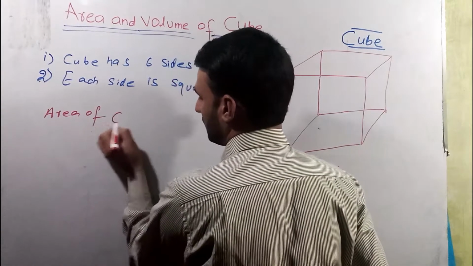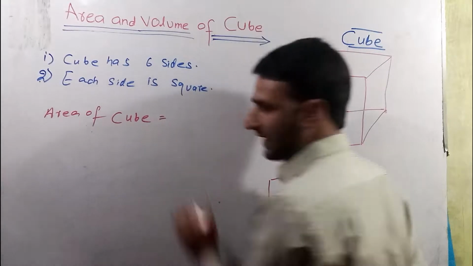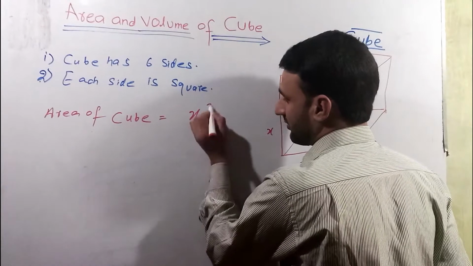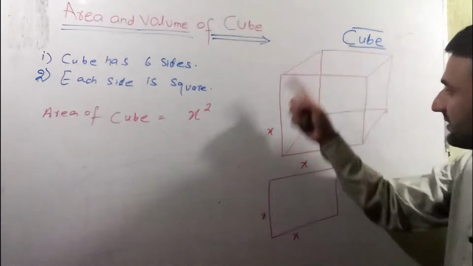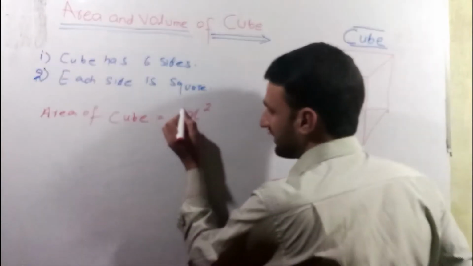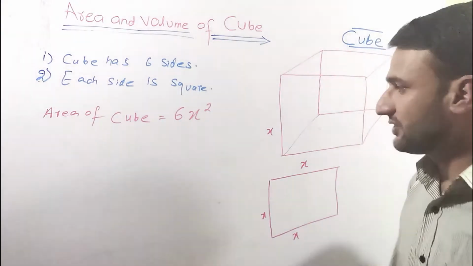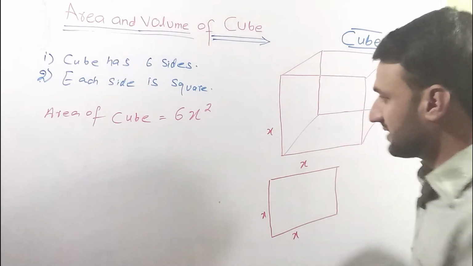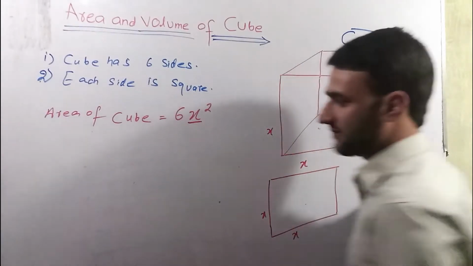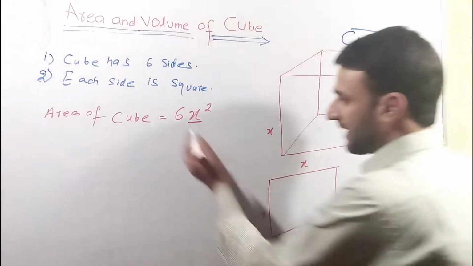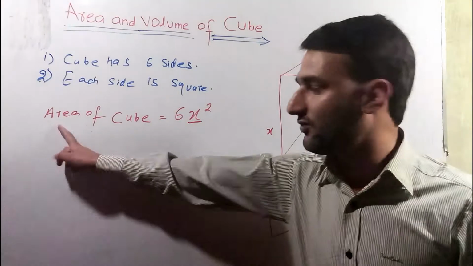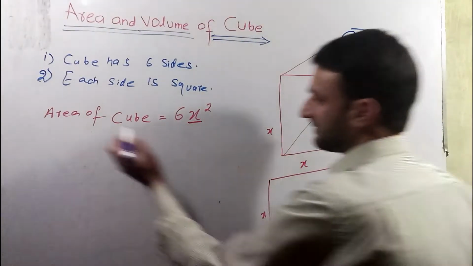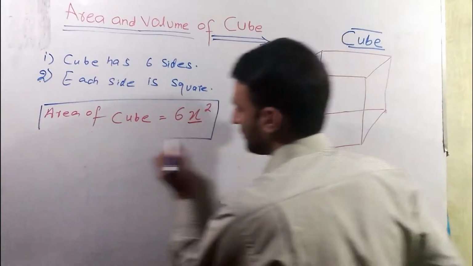Try to find the formula of the area of a cube. We already know that the area of a square is x squared, right? And we have six sides. So we can simply multiply by 6. So we get the formula of the area of a cube, which is 6x squared. The reason is that x squared is the formula of a square. When you multiply by 6, it becomes the formula of a cube.